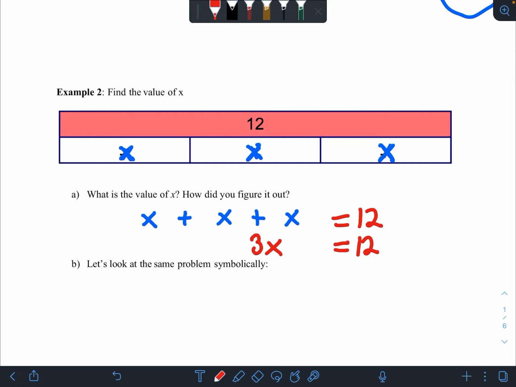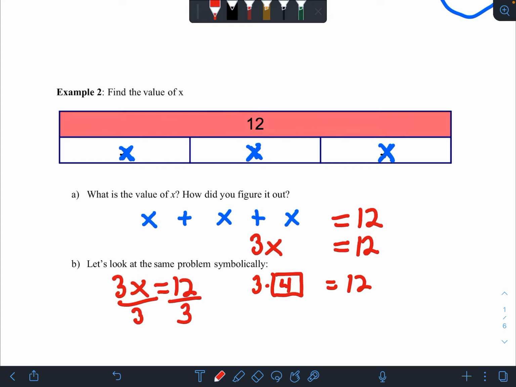Hopefully, you were able to figure out that the answer is 3 times some value equals 12. If you think about it, we know that x is going to equal 4. How do we get that? Well, 3x is equal to 12. In order to solve this, I could divide both sides by 3, and we end up with 4.